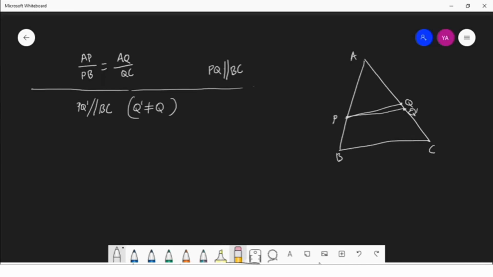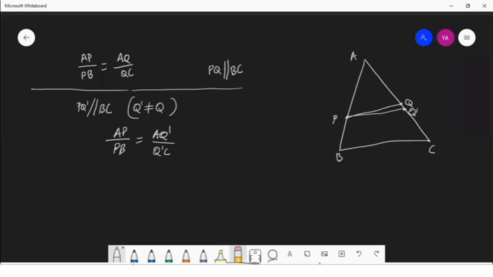So with the contrary, we assume that PQ is not parallel to BC. Then there will exist some other point Q dash on the side AC such that PQ dash is parallel to BC. If PQ dash is parallel to BC, we can apply the basic proportionality theorem. Then we will get AP by PB is equal to AQ dash by Q dash C. This will be true because PQ dash is parallel to BC, the third side.